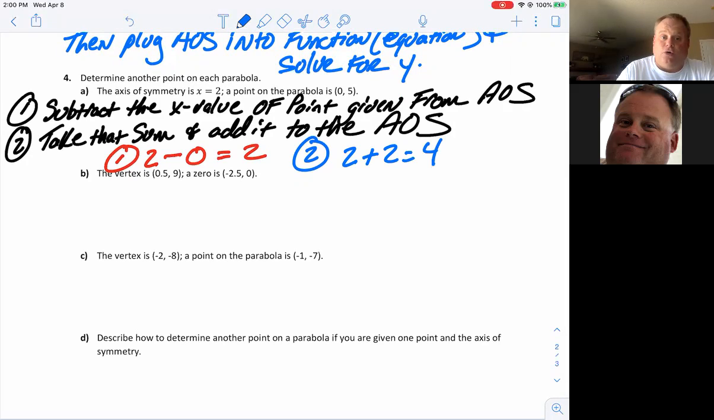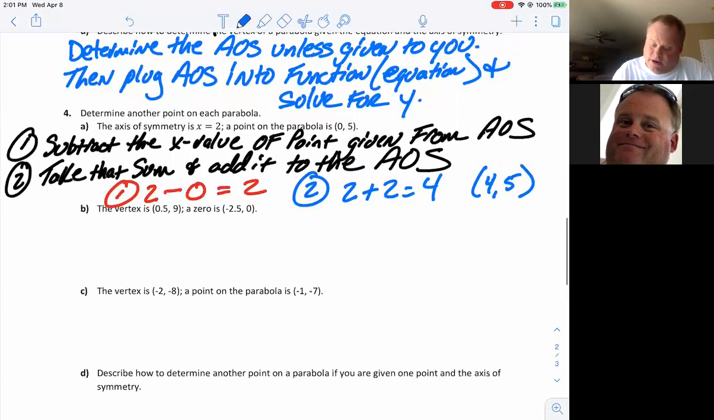Yes. So where is that point on the graph? Well, that point on the graph is going to be at 4, 5. Now you're going to go, whoa, whoa, whoa. How did you get 5 for the y value? Remember down here, and I'm going to highlight it in yellow. Remember, the other point is at 0, 5.